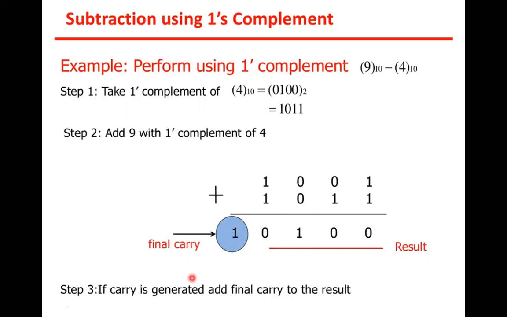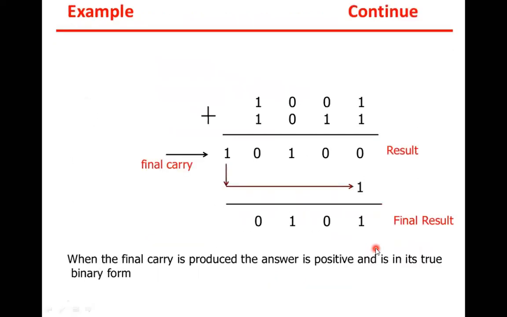If carry is generated, add the final carry to the result. So this 1 should be added again to the result. How? Say, this is the final carry that you got. This was the carry, and this is again added to this. So now the final result will be 0 plus 1 is 1. This is as usual 0. This is 1 and this is 0. So the final result is 1 0 1.